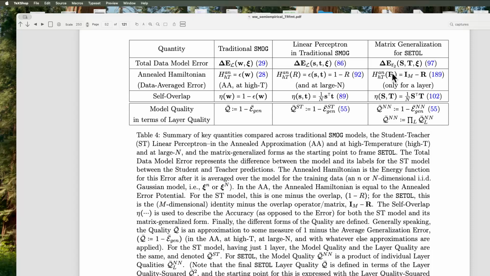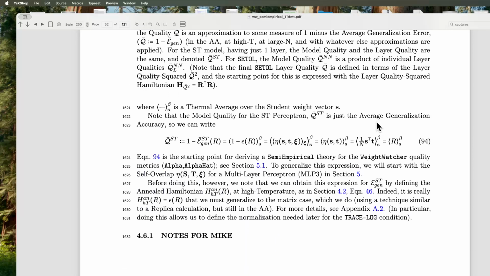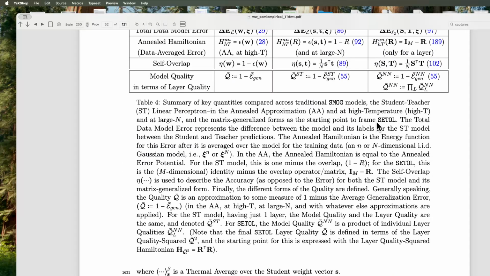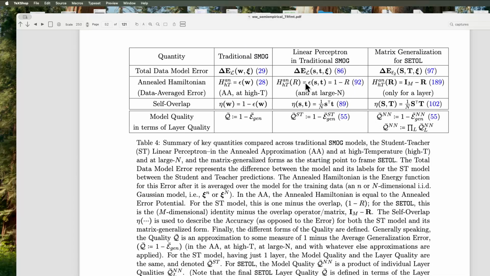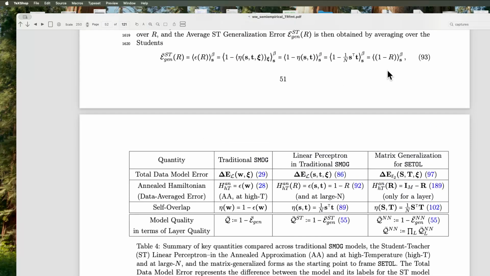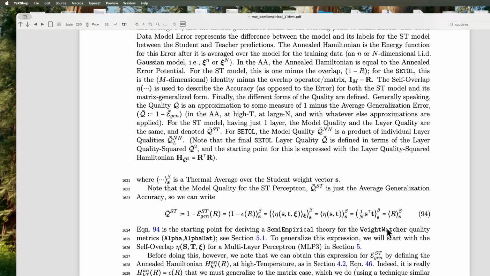So that's the idea of SETOL, and that's probably not a full hour, but this section's not as well fleshed out as you can see. But this is the basic idea, and this is what I want you to take away from this. In the very simple model, if I have a linear perceptron, I can write down its Hamiltonian as 1 minus R, and I can write down the generalization accuracy as simply the average over the overlap between all possible students and the teacher.